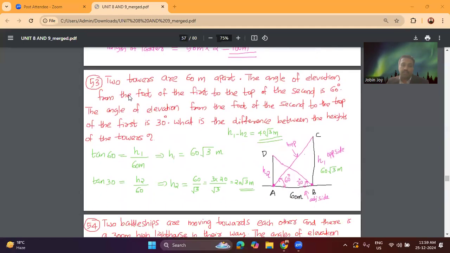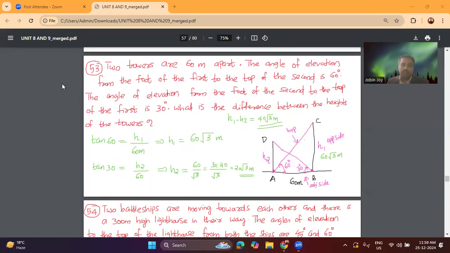Then question number 53. Two towers are 60 meter apart. Okay, we have two towers. One is AD and another one is BC. You can see AD is one tower and BC is another tower. The angle of elevation from the foot of the first. Okay, this is the foot of the first tower.